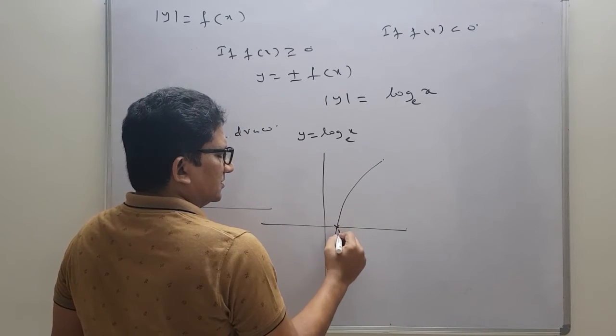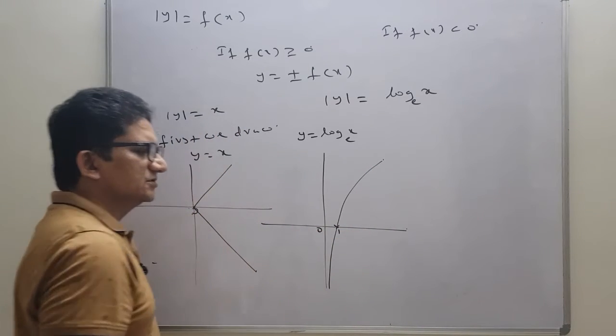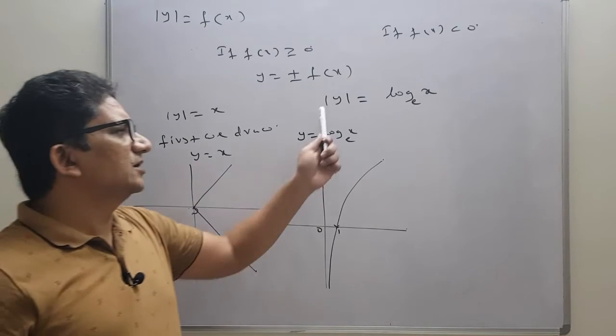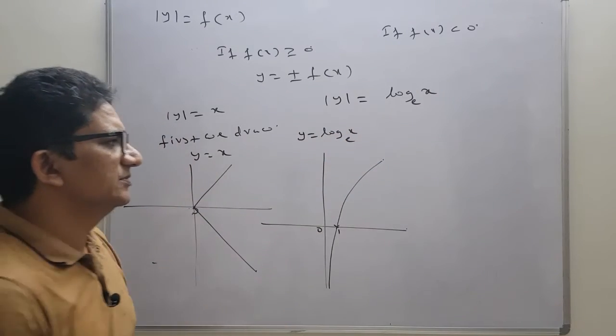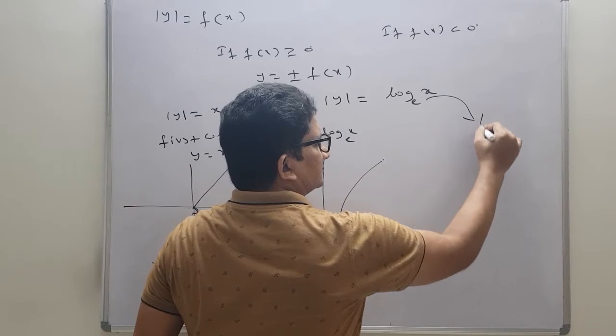So this is the part here, x equals 1 and here origin. So this is the graph that we will get. Now we want modulus of y equals log x to the base e, meaning this graph.